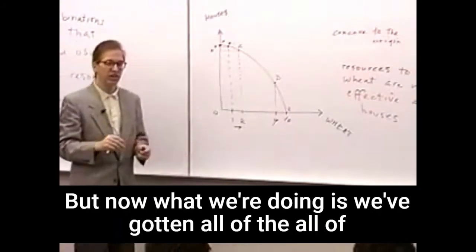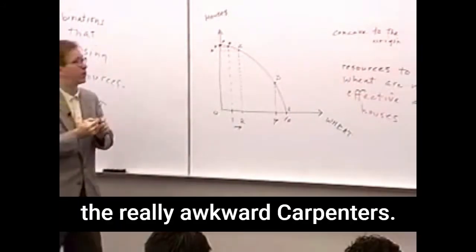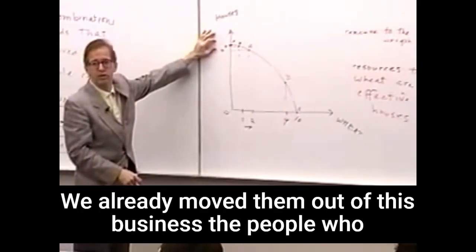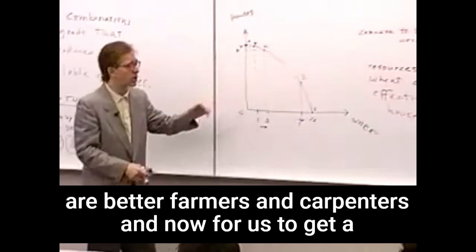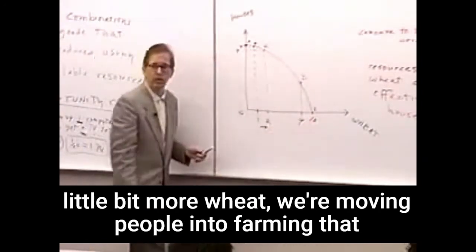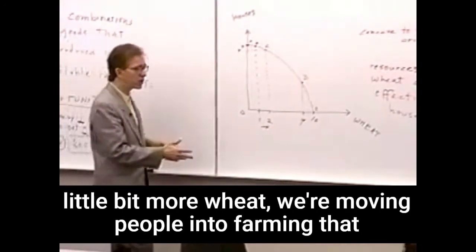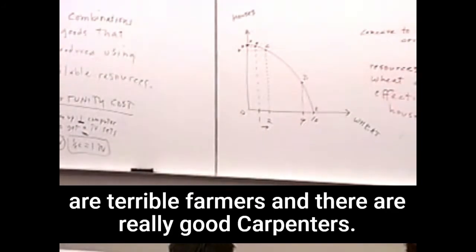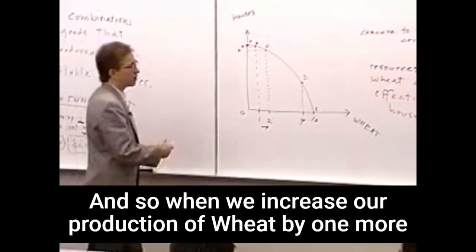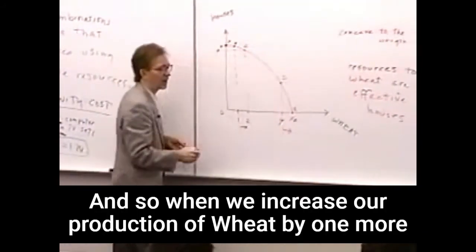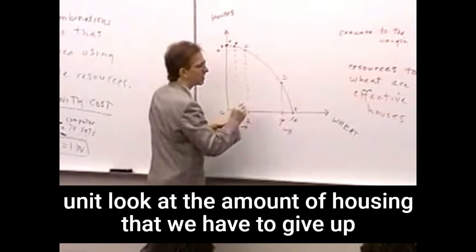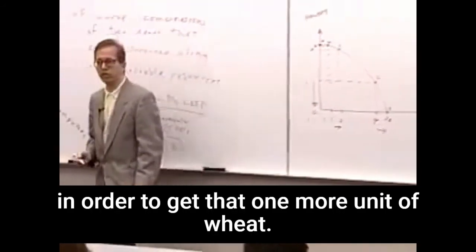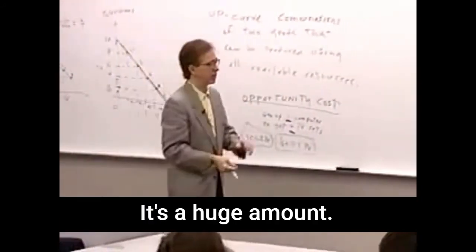But now what we're doing is we've gotten all of the really awkward carpenters. We already moved them out of this business, the people who are better farmers than carpenters. And now for us to get a little bit more wheat, we're moving people into farming that are terrible farmers, and they're really good carpenters. And so when we increase our production of wheat by 1 more unit, look at the amount of housing that we have to give up in order to get that 1 more unit of wheat. It's a huge amount.